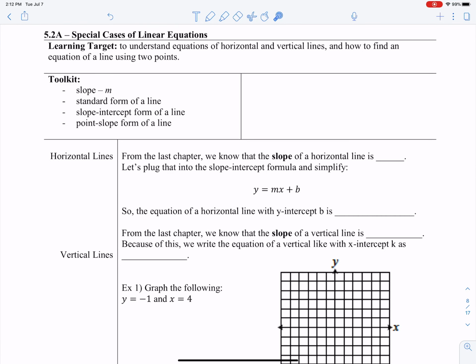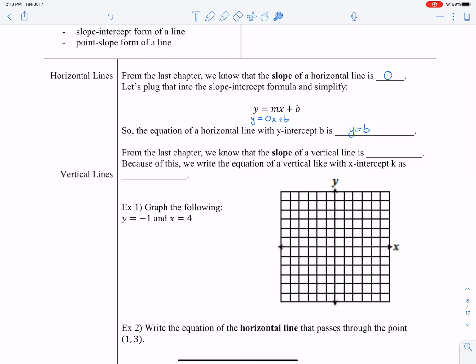So for horizontal lines, we learned in the last chapter that the slope of a horizontal line is 0. Okay, so if we take our equation and we put the 0 in where the slope goes, we get y is equal to 0x plus b. 0 times anything is just 0, so this part disappears, and we just end up with y is equal to b. So anytime we have a horizontal line, we just get y is equal to a number, so let's say 3.